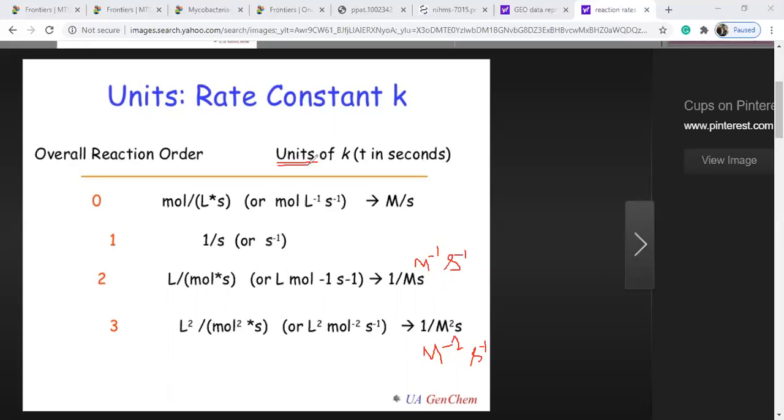These units are really important. They are generally asked in many competitive examinations. So you need to remember these values: mole per second for the zero order reaction, per second for first order reaction, per mole per second for a second order reaction, and per mole square per second for a third order reaction, and so on.